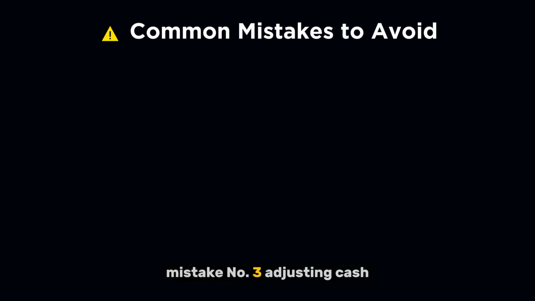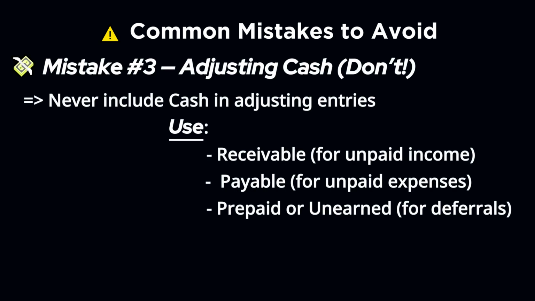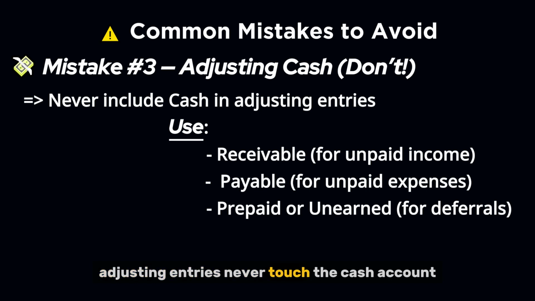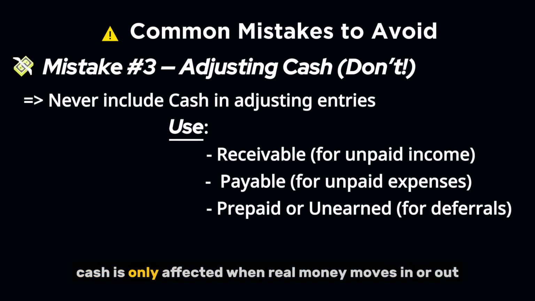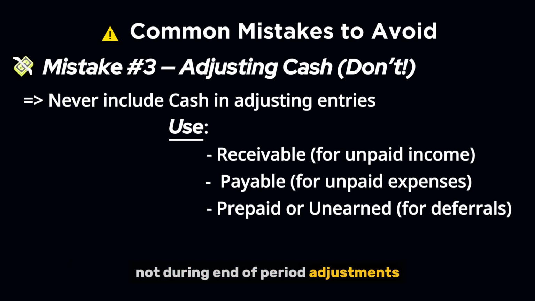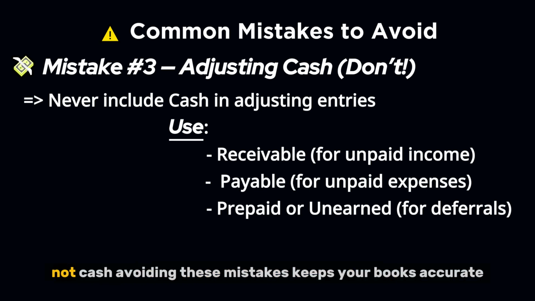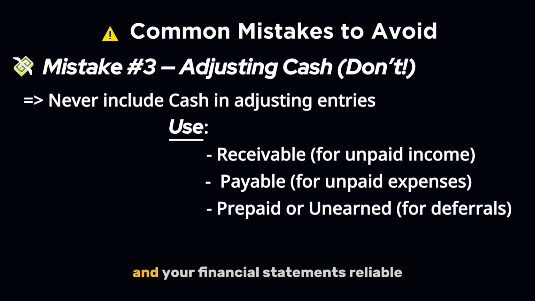Mistake number 3. Adjusting cash. Adjusting entries never touch the cash account. Cash is only affected when real money moves in or out, not during end-of-period adjustments. So if you're adjusting for wages, rent, or revenue, always use payable, receivable, or prepaid accounts, not cash. Avoiding these mistakes keeps your books accurate and your financial statements reliable.